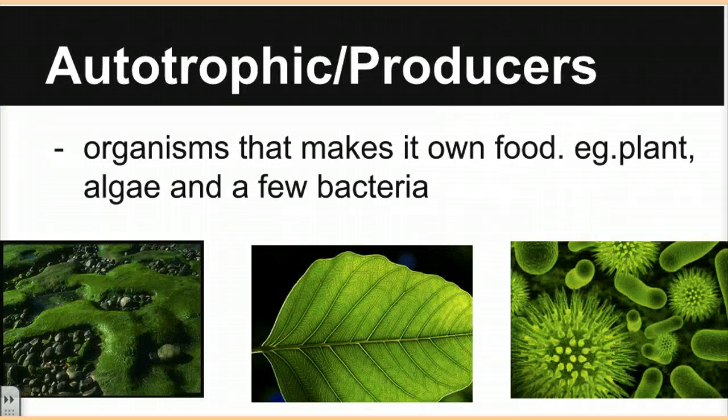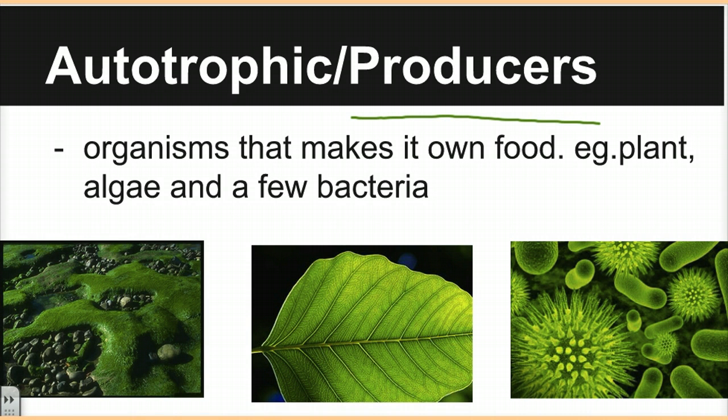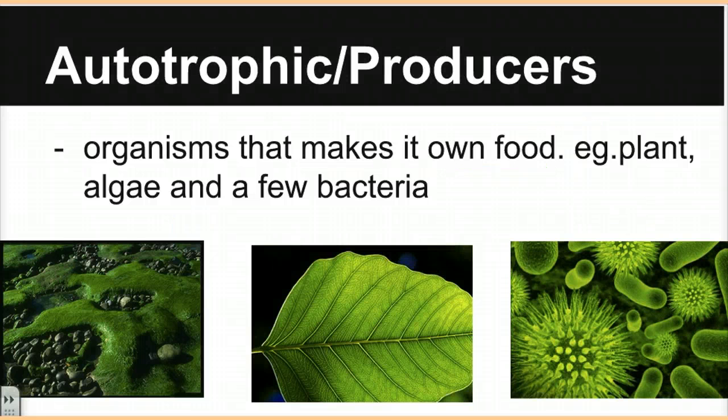An organism that makes its own food is said to be an autotrophic organism. You can see the word autotroph, or you can also see the word producers. When you see these words, they all mean the same thing. It simply means that organisms that make their own food, such as plants, algae, and a few bacteria, have the ability to synthesize, which means to make, their own food. So autotrophic organisms make their own food.